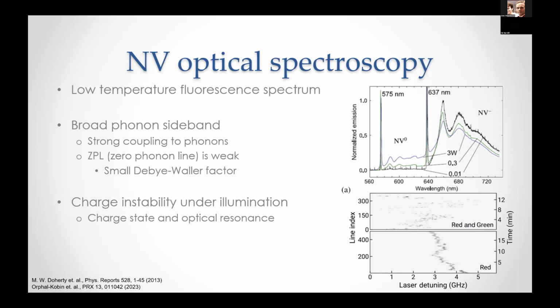Anyway, I do want you to keep in mind that this is one of the downsides of NVs, especially when you're thinking about these coherent couplings. Since we're talking about this, what's the simplest model for figuring out what this emission spectrum would look like? This is something called Franck-Condon. I don't know if any of you are familiar with this.